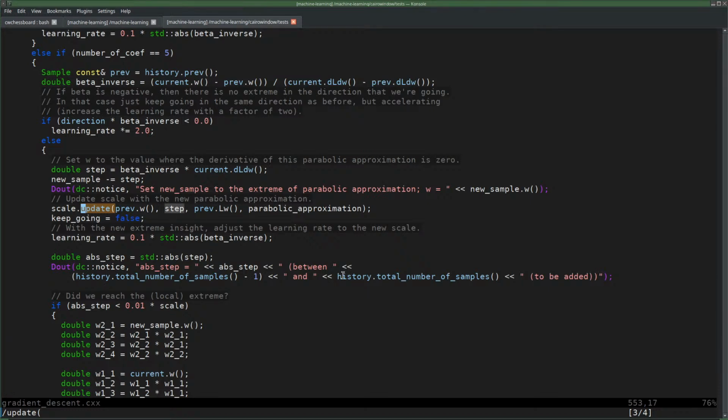Yeah, I don't think step is interesting at all for the update. Let's not pass step, let's pass current instead. Revamp. I'm gonna pass previous and current here.